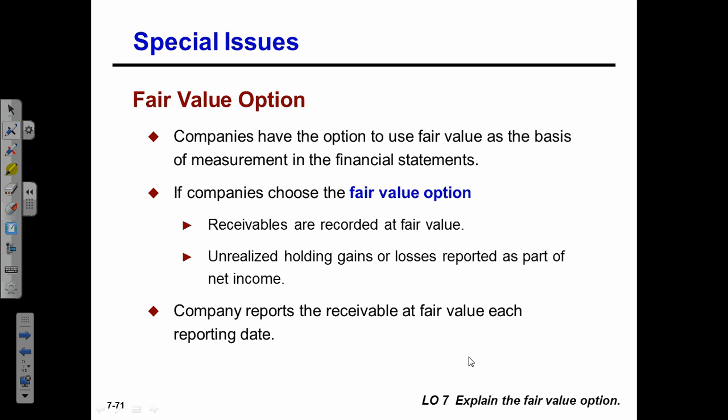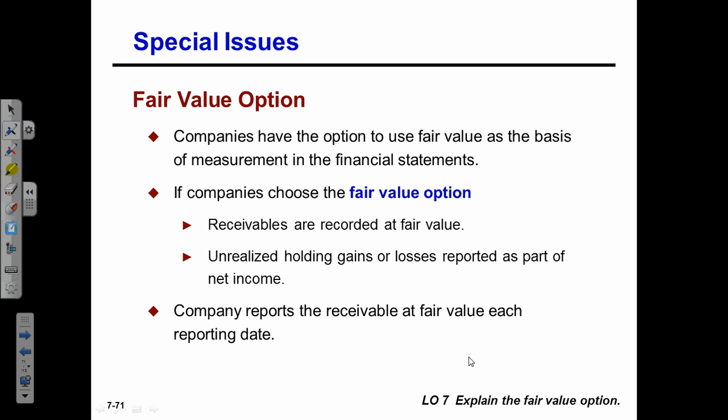Keep using it. You have to be consistent. You can't switch. Okay? Everybody got the idea? So receivables are recorded at their fair value then, which should be what? Discounted present value. Okay? Unrealized holding gains or losses are reported as part of net income. What? The fair value of them changes period to period, right?